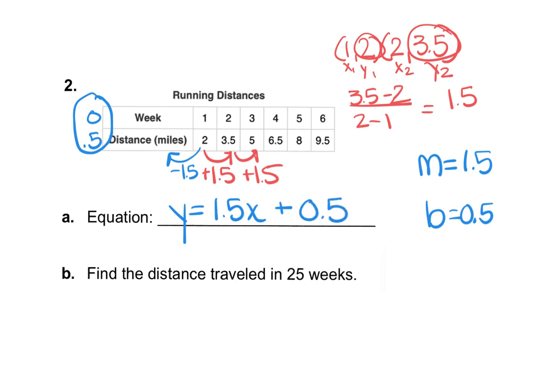All right, and so then in order to find the distance traveled in 25 weeks, it's like we'd extend the pattern for 25 weeks. We're just going to plug this in for the x: 1.5 times 25 plus 0.5, and when you simplify that, you would get 38. So by the 25th week, they would have run 38 miles.